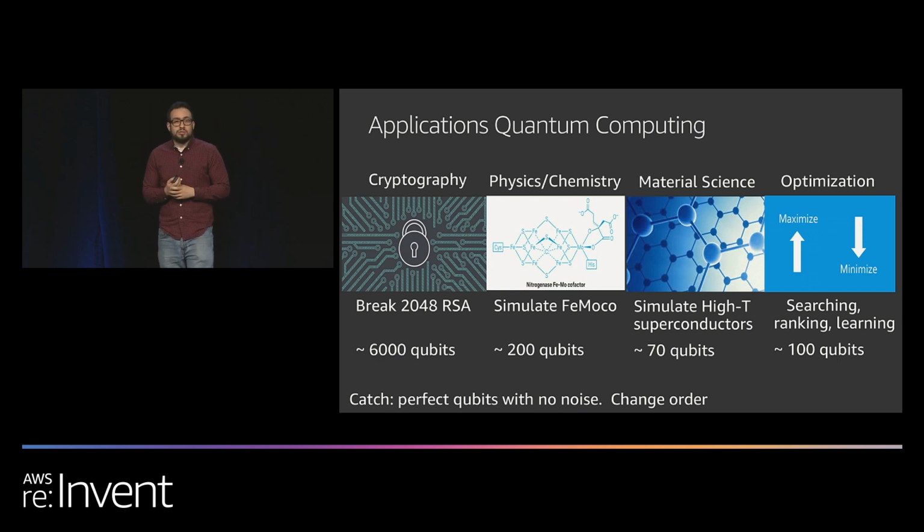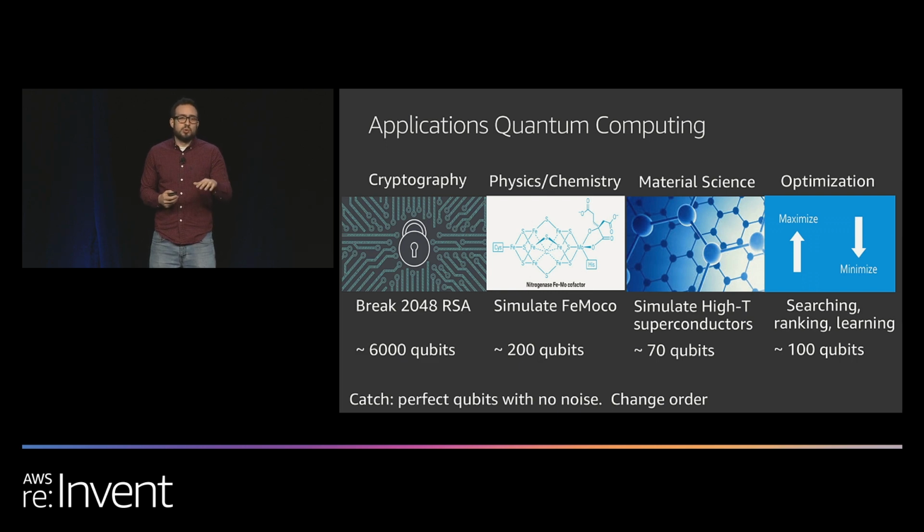Another interesting application is to simulate a molecule called FeMoco. It's very important for creating better fertilizers. This will require 200 qubits. If you want to simulate new interesting kinds of materials, for example, high temperature superconductors, this will take from 70 qubits onwards. And in optimization, there are widespread applications from searching, ranking, learning, minimizing, and this takes from 100 qubits onwards. So you see a pretty small number of qubits, right? You could have these major breakthroughs.